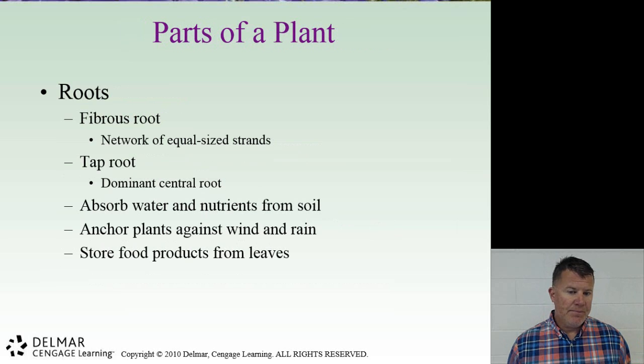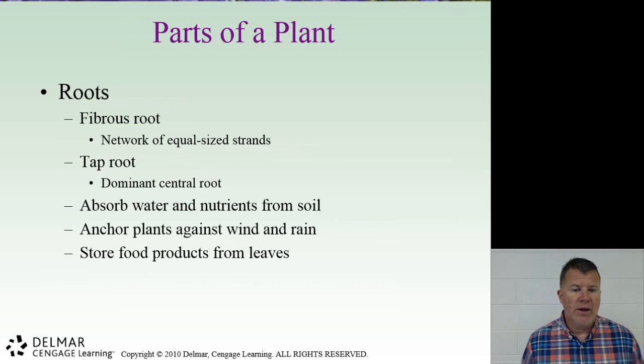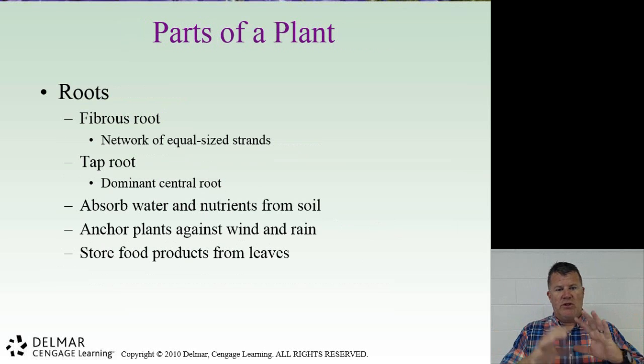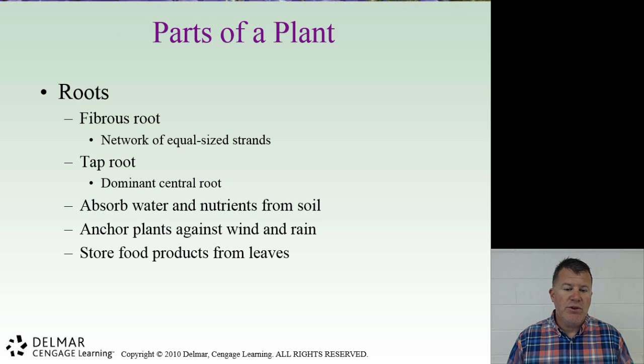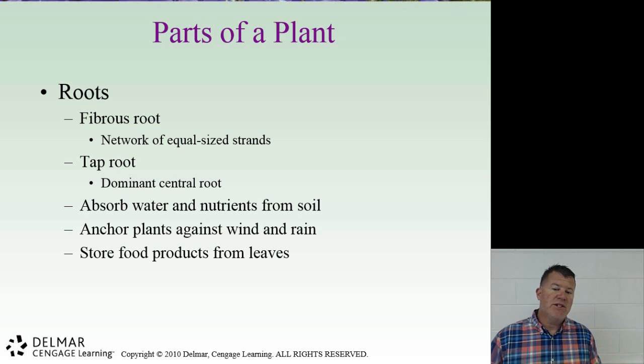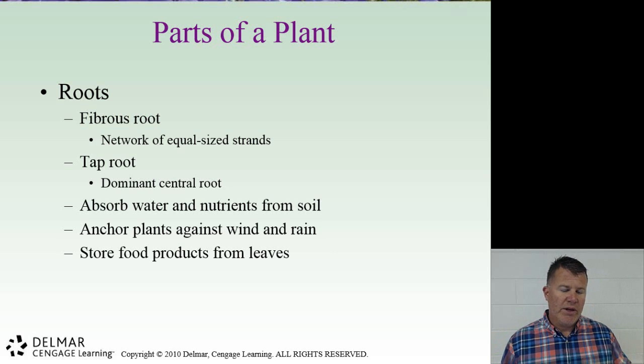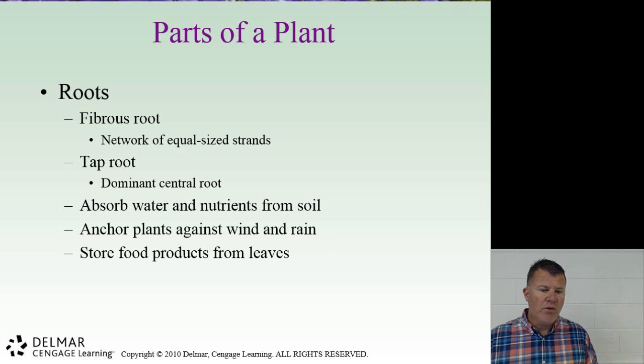Parts of the plant, we have the fibrous root. It's a network of equal-sized strands. So you pull up a plant and you see all these just intertwined roots. That's what we term fibrous. Your taproot is a dominant central taproot. You'll see a lot of weeds with taproots where they go deep down into the soil.